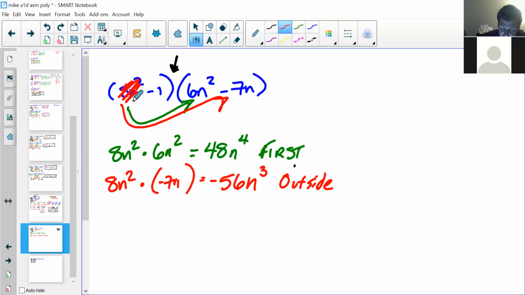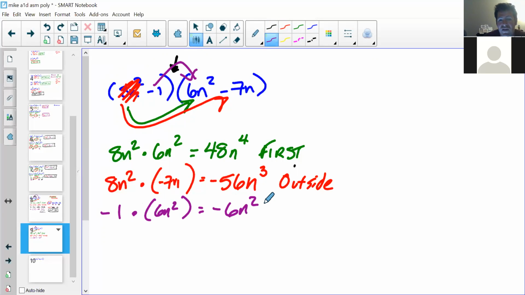I've used up all of the things that could be distributed for the 8n squared. So now I move on to my negative 1. And negative 1 times 6n squared would be negative 6n squared. Those are my two terms that are on the inside of the total picture.